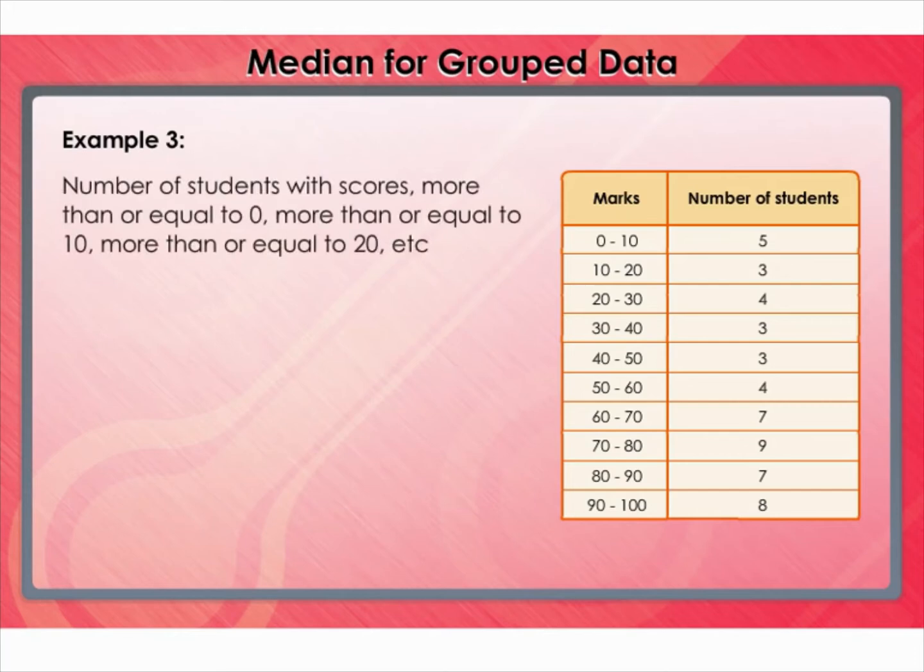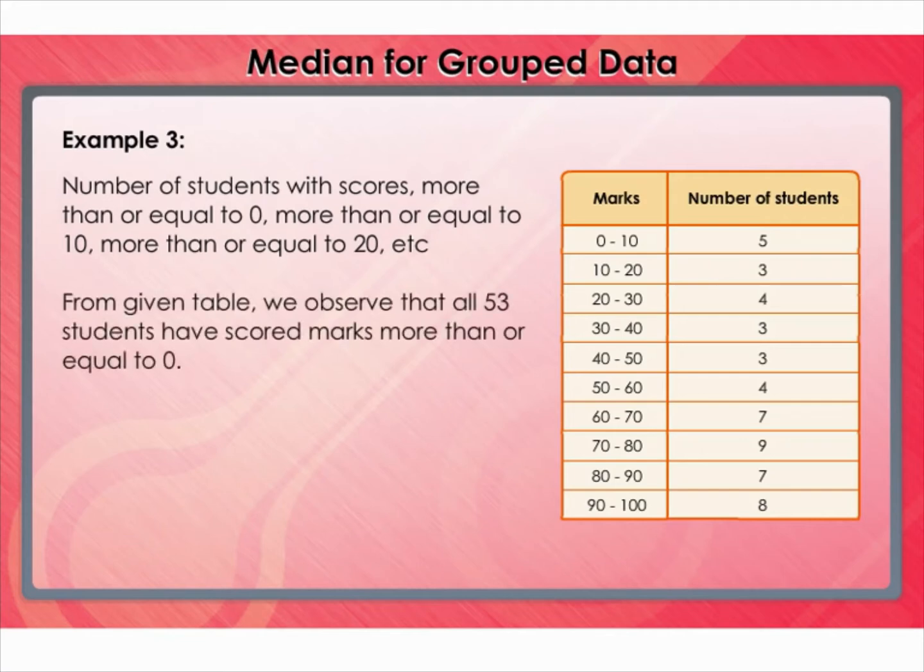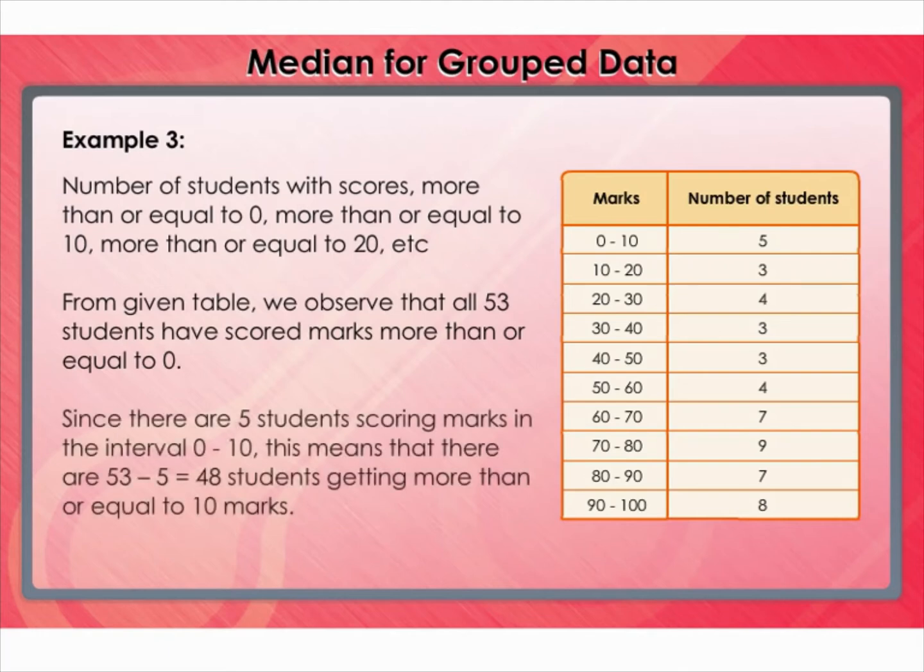Now consider the number of students with scores more than or equal to 0, more than or equal to 10, more than or equal to 20, etc. From the given table, we observe that all 53 students have scored marks more than or equal to 0. Since there are 5 students scoring marks in the interval 0 to 10, this means there are 53 minus 5 equal to 48 students getting more than or equal to 10 marks.